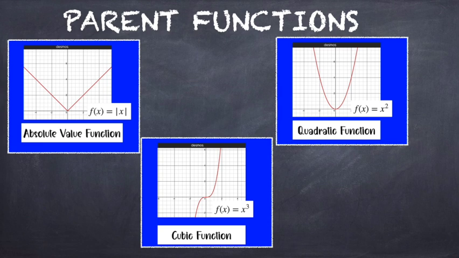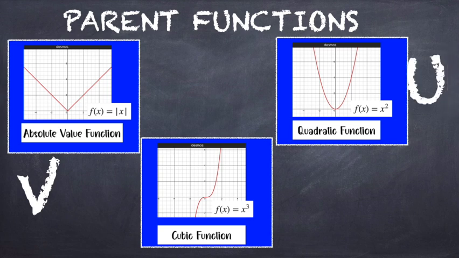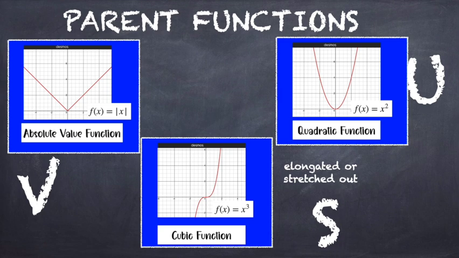Now, how I do on identifying the graphs is I think of the absolute value as a V, okay? A nice, pretty, pointed V. Anytime you see a V, it's going to be an absolute value function. A quadratic function is a nice, smooth U, okay? A cubic function is an elongated or stretched out S. On the cubic function, it's kind of a stretch, but thinking about an elongated, stretched out S, maybe, it's kind of stretched out in the middle there, that gives us an idea of what the graph looks like, okay?